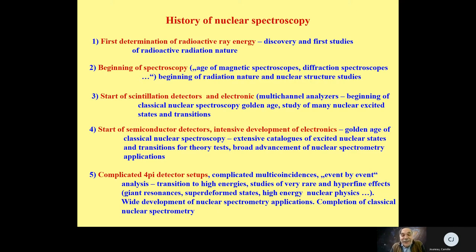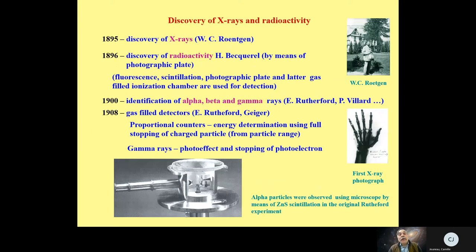Okay, that means these were the parts we will talk about in this history, and we will start with the discovery time. As I said, in 1896, Henri Becquerel discovered radioactivity, and you already said that we have alpha decay, beta decay, and gamma decay. That discovery was just 1 year after the discovery of X-rays. It was discovered using a photographic plate, which means the first detector of these rays was the photographic plate.